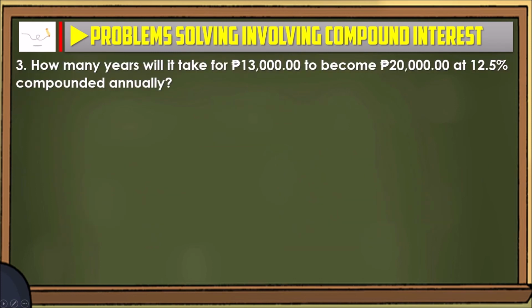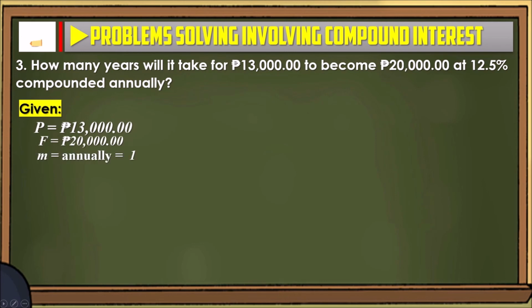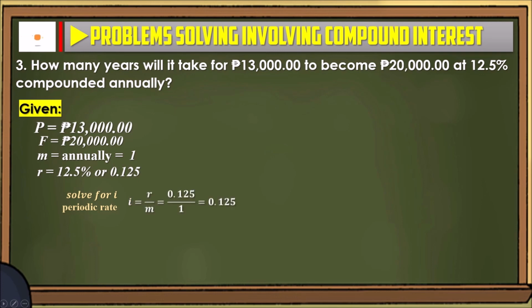Number 3. How many years will it take for 13,000 to become 20,000 at 12.5% compounded annually? Given are the following. We have the present value of F, future value, conversion period, which is annually, or m is equal to 1, and the annual interest rate. First is to solve for i, or the periodic rate. Periodic rate is equal to the quotient of annual interest rate and conversion period. In this example, we have i is equal to 0.0125.